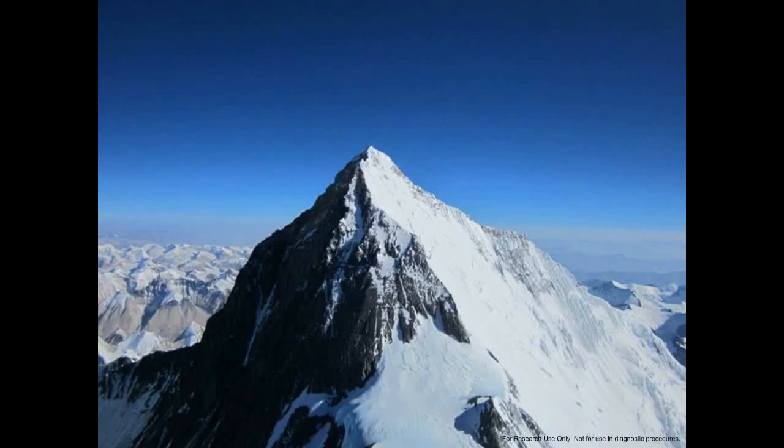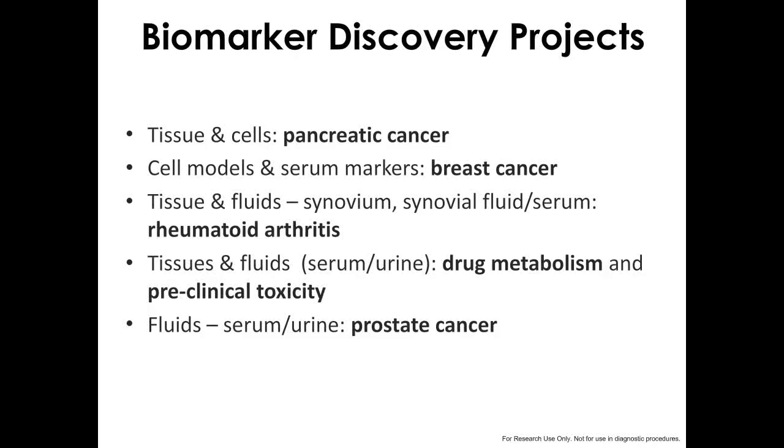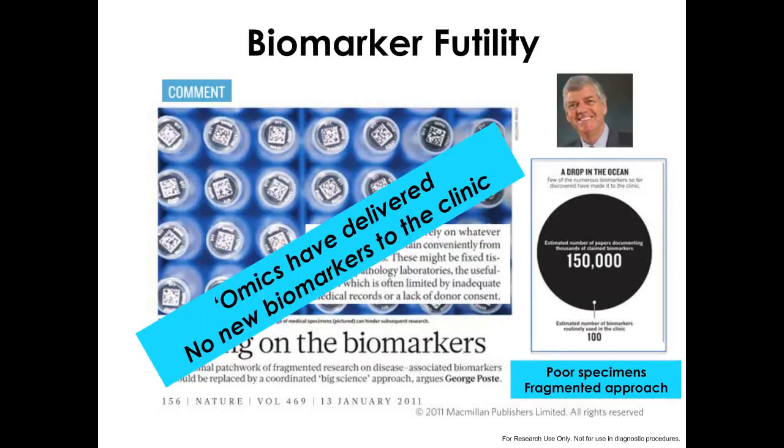So we've begun at base camp and even got maybe to camp 1 or 2, and the result of that has been a whole series of biomarker discovery projects in a range of different diseases in which we've attempted to identify biomarkers from tissues or cells, from serum, various biological fluids. And the result of all of that work really has been summarized in a recent review back in 2011, in which George Post described all of this as biomarker futility. Biomarker futility because the omics haven't delivered any new biomarkers to the clinic.